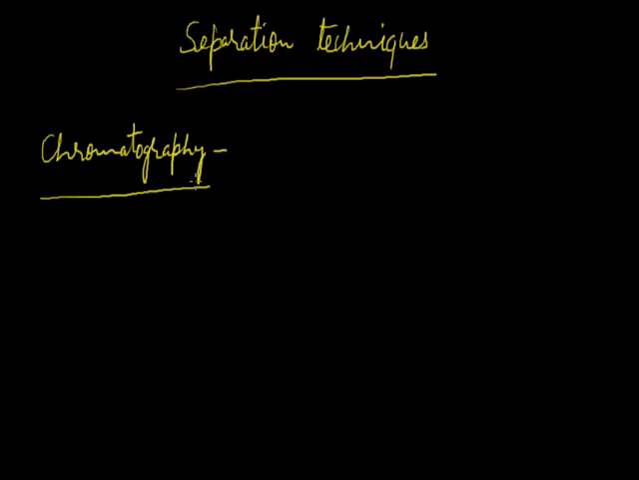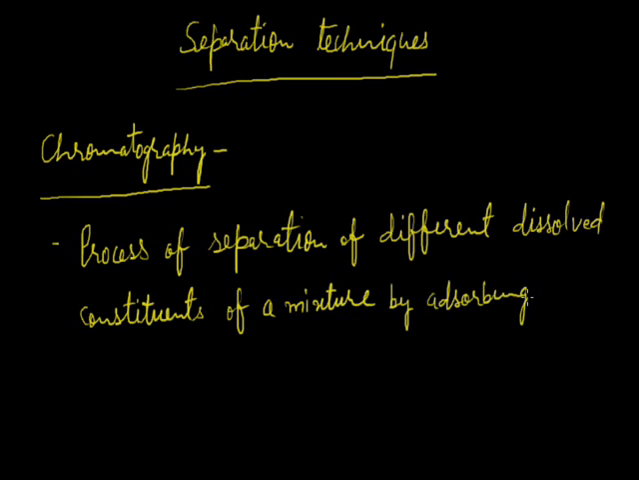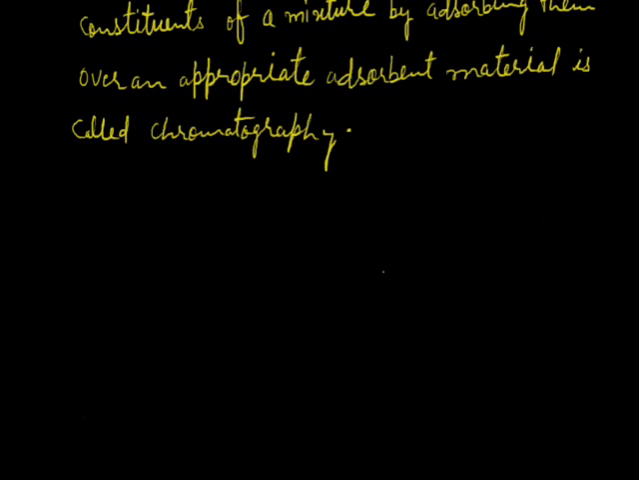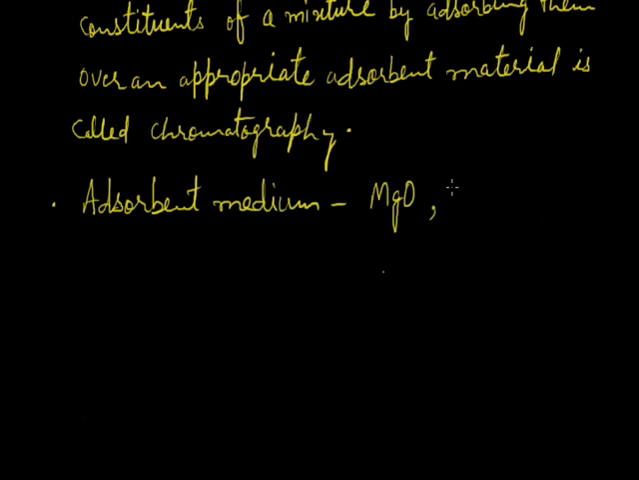The process of separation of different dissolved constituents of a mixture by adsorbing them over an appropriate adsorbent material is called chromatography. The adsorbent medium is generally magnesium oxide, alumina, or filter paper. And the solvent generally used for dissolving a mixture of two or more constituents is water or alcohol.